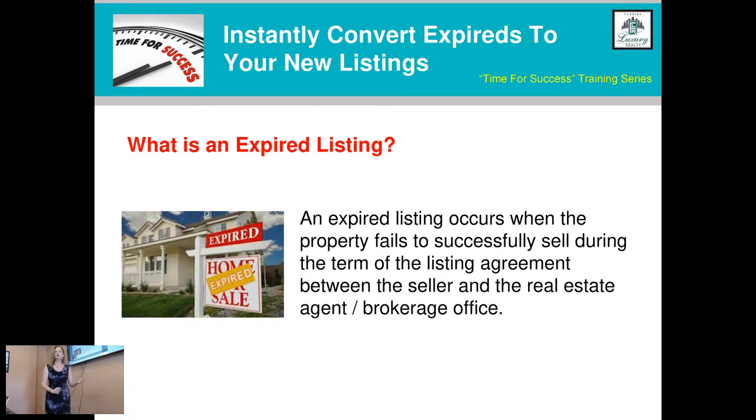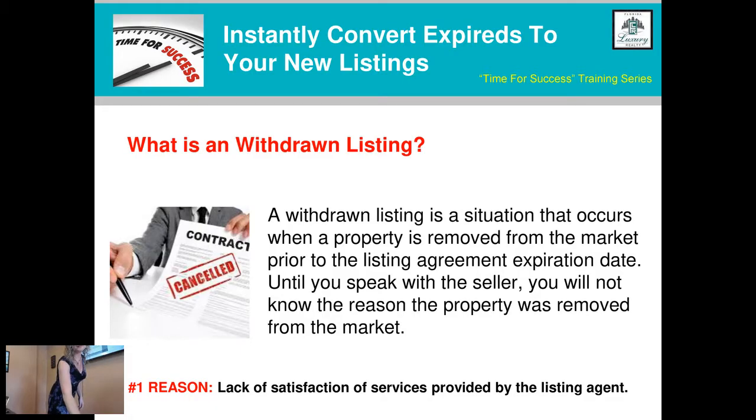Okay, so an expired listing. What's an expired listing? It means it was on the market under an agent and the time limit for that ran out. So basically the agent couldn't get the job done, right? Correct. Okay, perfect. And why is it typically that a home doesn't sell? Pricing. Marketing. Price and marketing, yeah.